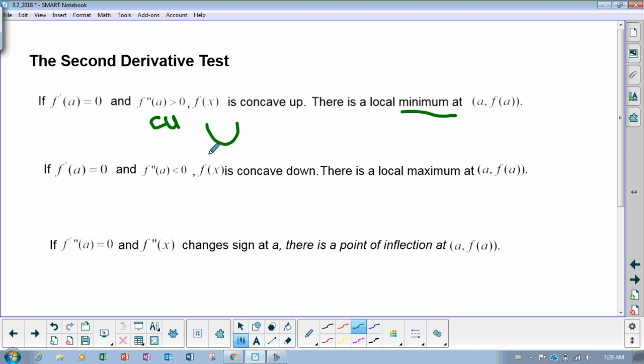If the first derivative is equal to 0, and the second derivative is less than 0, we're concave down. So concave down, we have our frown. Then we're going to have a max value. If the second derivative is equal to 0 and it changes sign, then there's going to be a point of inflection. So if you get 0 from the first derivative and 0 from the second derivative, it's likely going to be a point of inflection. So that's a summary of the second derivative test. If you ever see somewhere where it says determine without using interval tables if the value is a minimum or a maximum, you can use the second derivative.